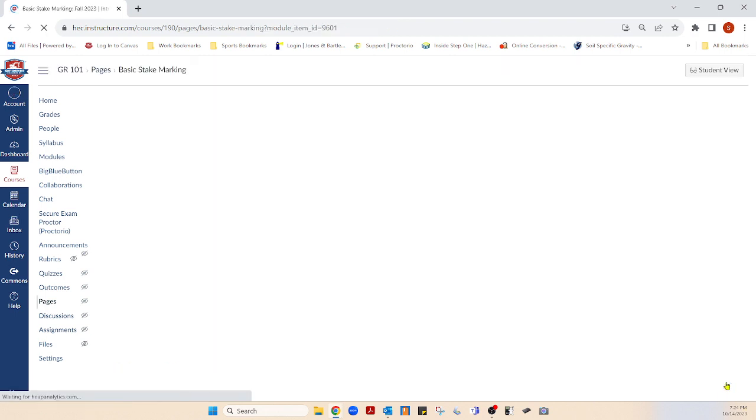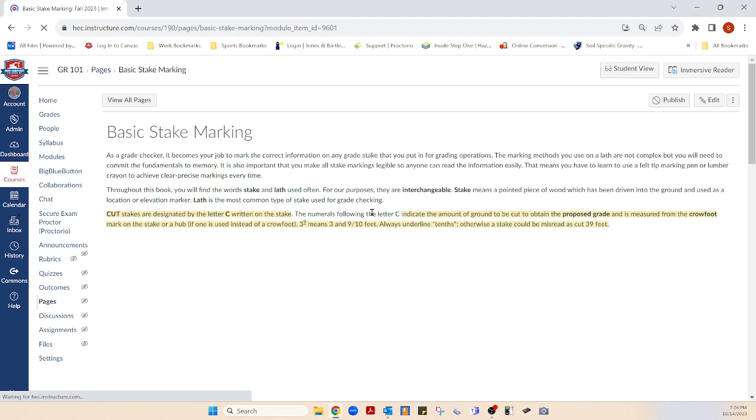Let's see, what's next here? Basic stake marking.